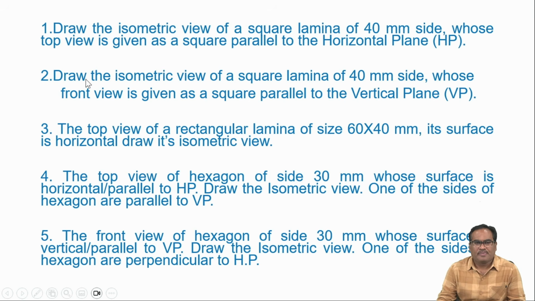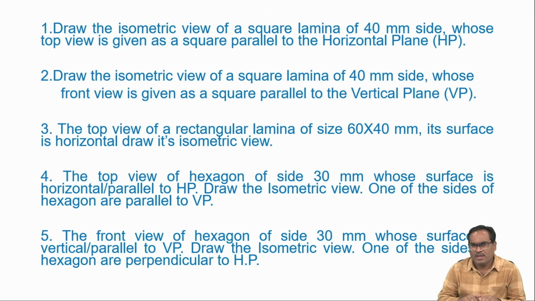The first one is, draw the isometric view of a square lamina of 40 mm side whose top view is given as a square parallel to the horizontal plane. I'll read the second problem also. Draw the isometric view of a square lamina of 40 mm side whose front view is given as a square parallel to the vertical plane.